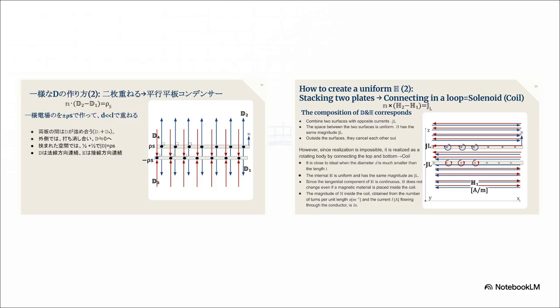This is precisely how a solenoid or a coil works. The blueprint is identical. Surface charge gives you a uniform D field, surface current gives you a uniform H field. It's the same powerful idea, just playing out in a different domain.